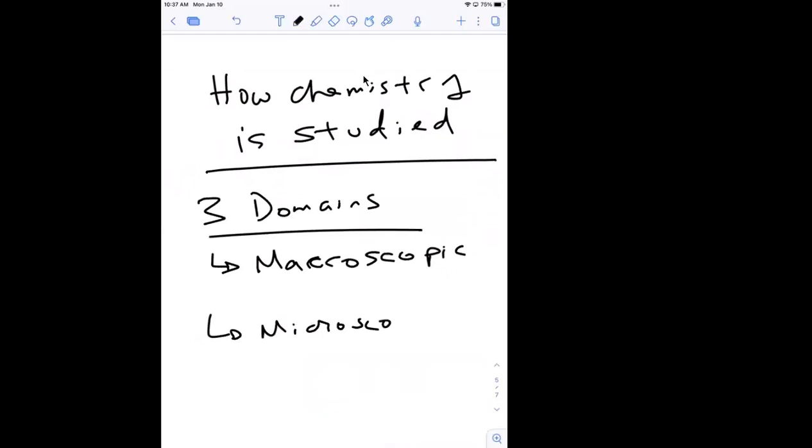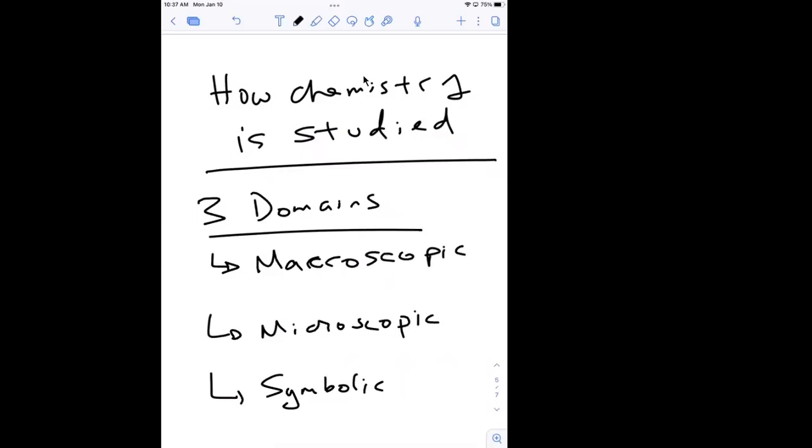Sometimes my brain is moving faster than my hand, so I apologize for that. When I get excited about a topic, it just happens. So macroscopic, microscopic, and then the symbolic. Right?